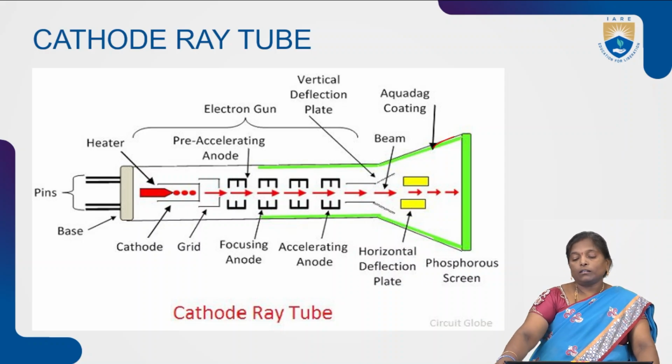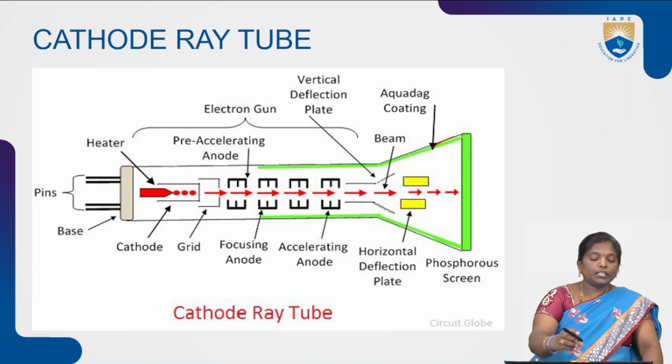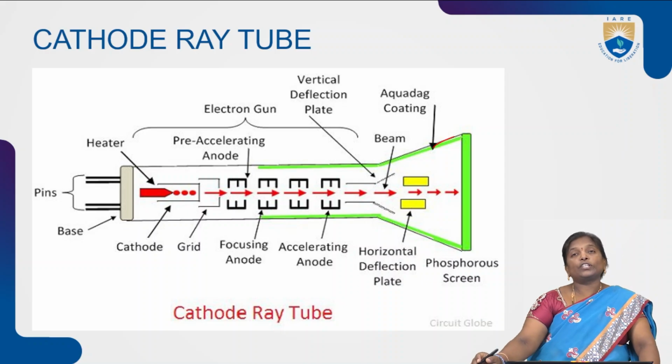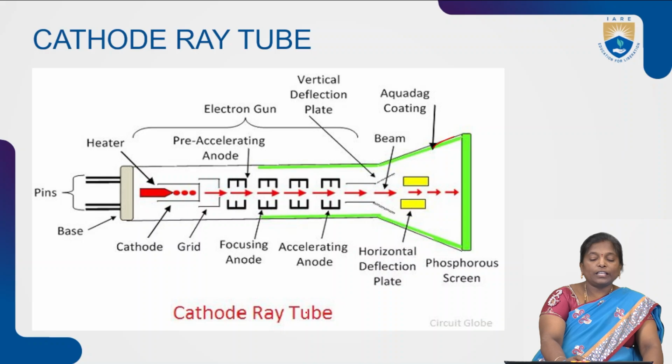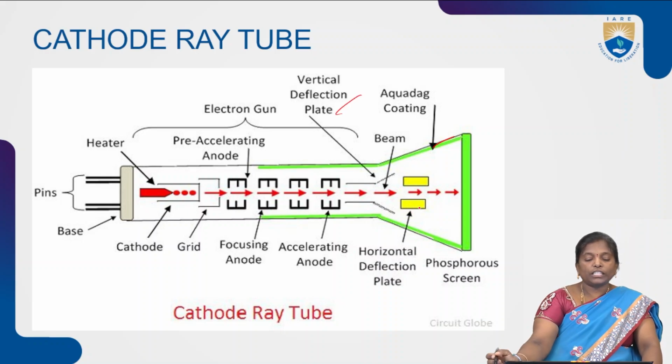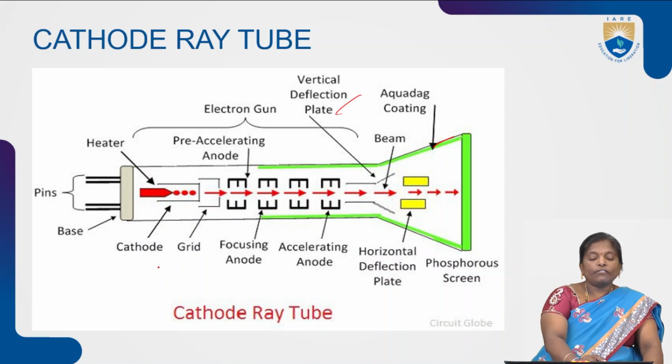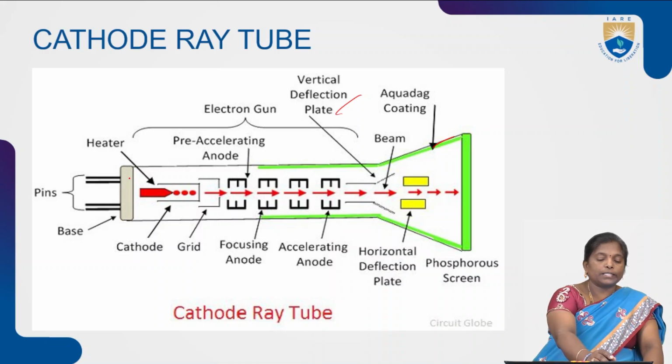So these are the internal parts present in the cathode ray tube. As we already discussed, this cathode ray tube is the heart of the CRO, or cathode ray oscilloscope. It mainly consists of vertical deflection plates and horizontal deflection plates, along with the cathode, anode and electron gun. And this is the base.